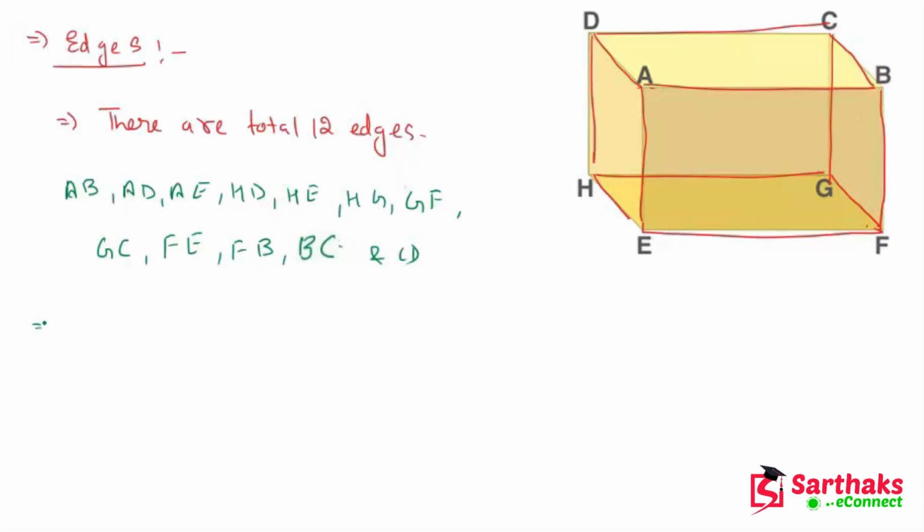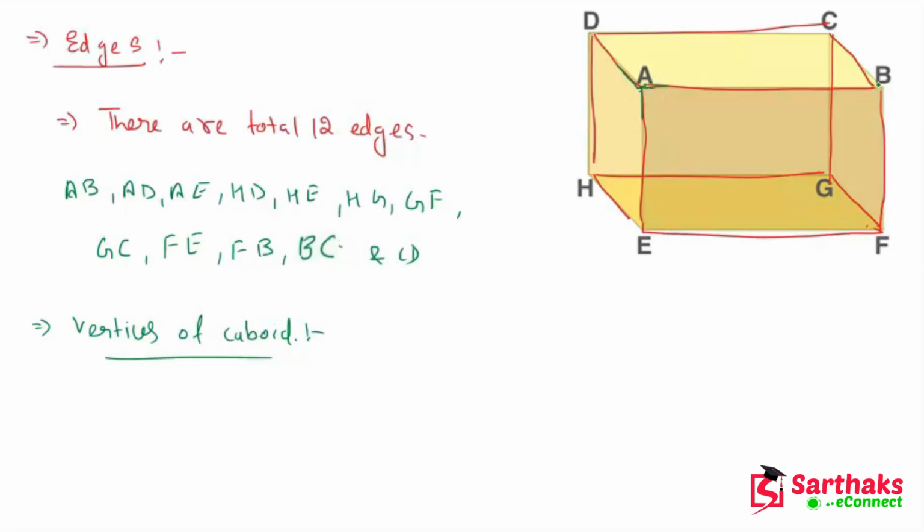Now let's talk about the vertices of a cuboid. The point of intersection of three edges of a cuboid is called the vertex of the cuboid. Here you can see the intersecting point of three edges, like this edge and this edge. Then we get a point. So this point is called the vertex, or vertices, of the cuboid.